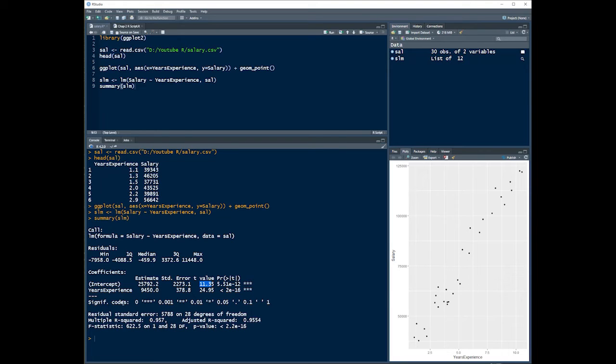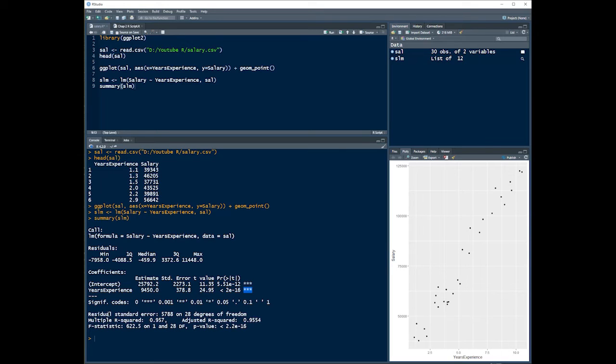Here the significance codes are given, that is 3 star, 2 star, 1 star. So 3 star means very, very significant, and the significance reduces as the number of stars reduces. In our case we have 3 stars in both cases, both in the intercept as well as in our years of experience estimate. Therefore both are very, very significant in our data.